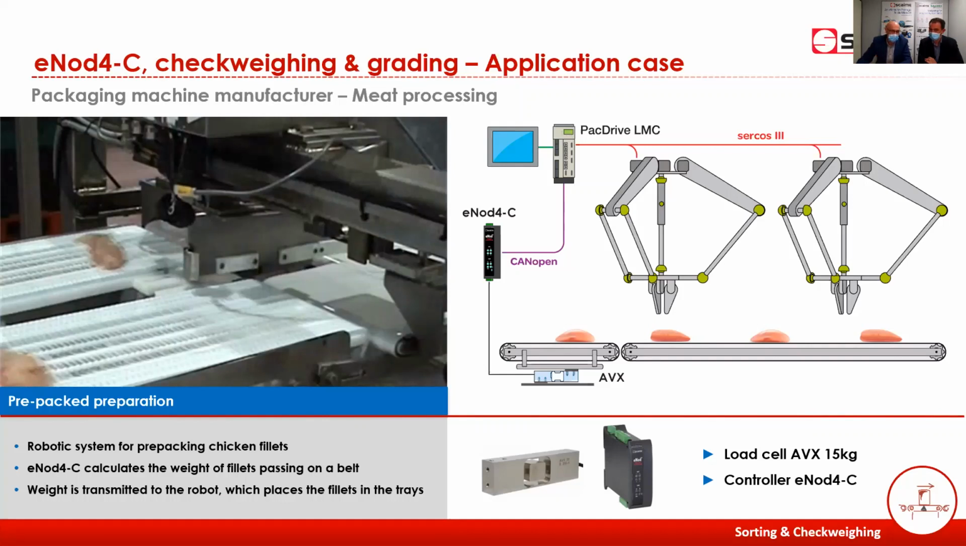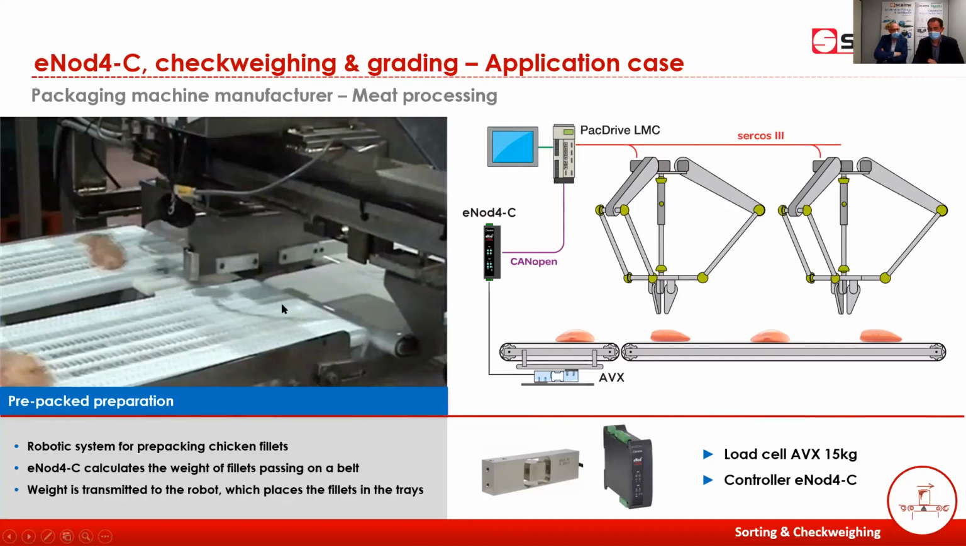And so the goal of our application is to dynamically weigh the fillets passing through conveyors. Here you have two conveyors. The eNod4C manages all the cycle of dynamic weighing. It sends the information very quickly to the PLC. Here it's a pack drive, and the pack drive will manage the package, the robot arms to prepare the pack.